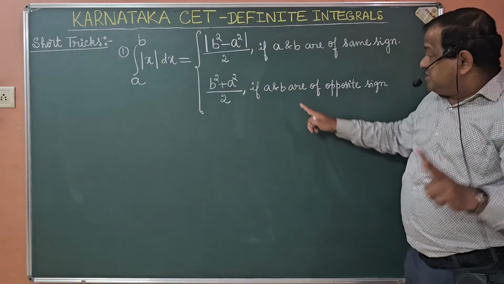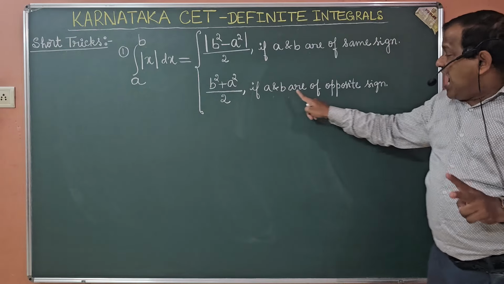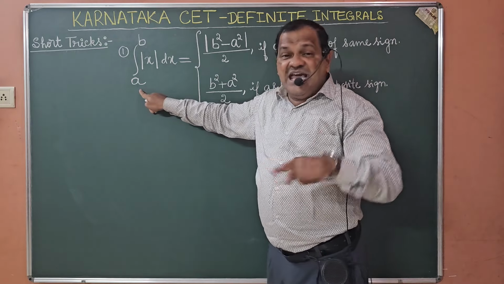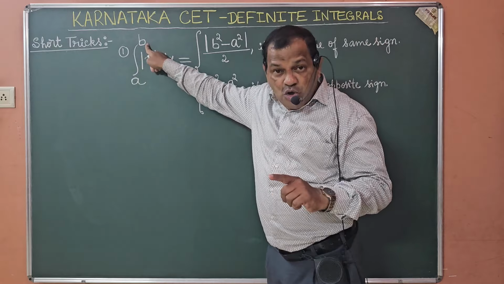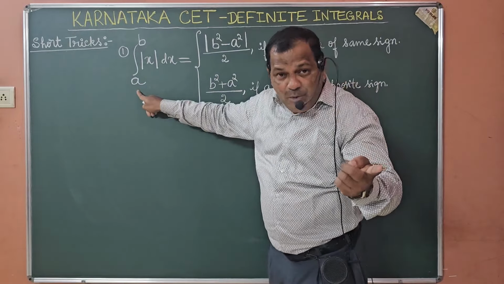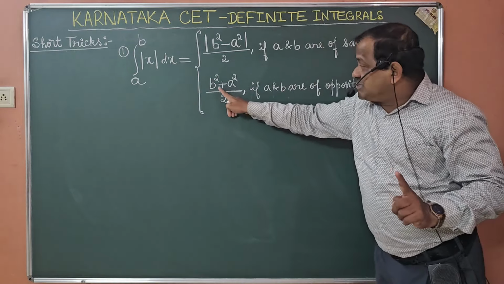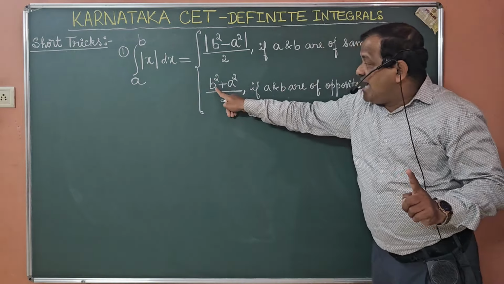But the second case is, if a and b are of opposite sign, that is, assume a negative, b positive, or it may happen a positive, b negative, then your answer is b square, upper limit square, plus a square, lower limit square, divided by 2. This is one interesting shortcut method. Now, I would like to take one or two examples. Please understand the shortcut method using examples.